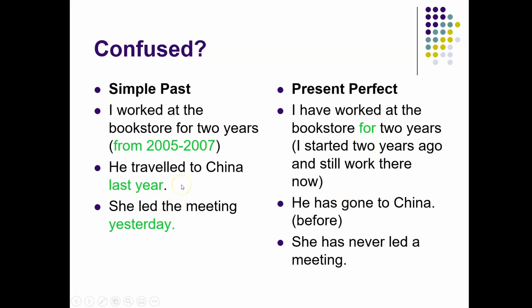He traveled to China last year, specified time in the past. But if I say he has gone to China before, it means at some point before today, I don't know when. Or she led the meeting yesterday, she has never led a meeting. So it means at no point before now.